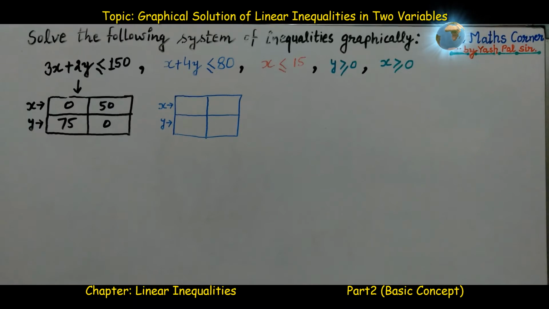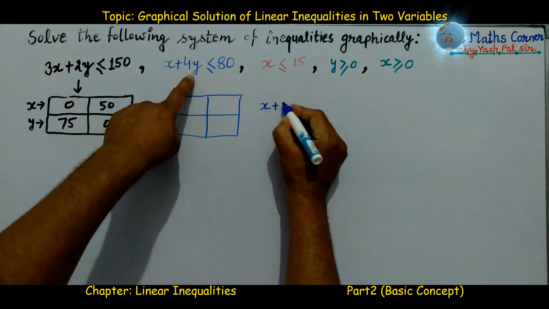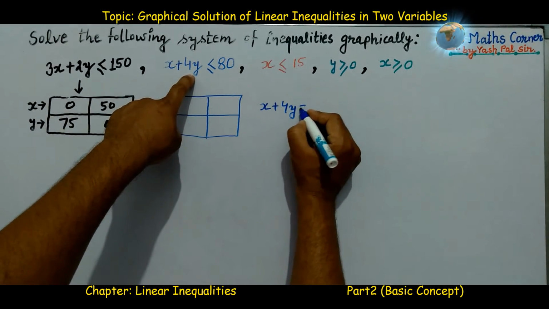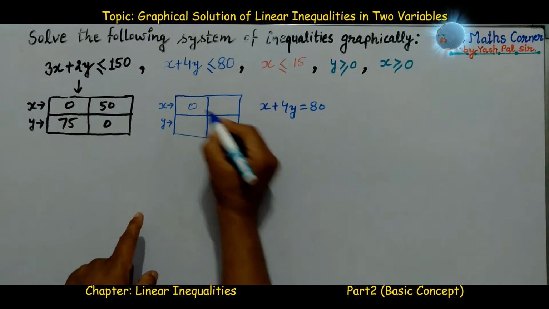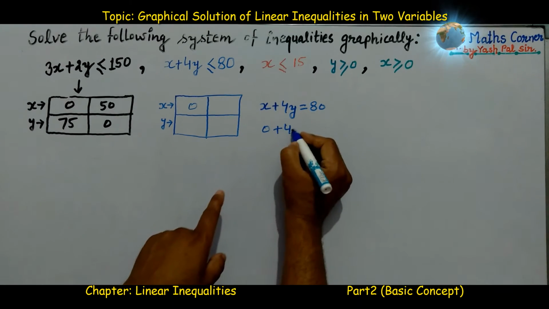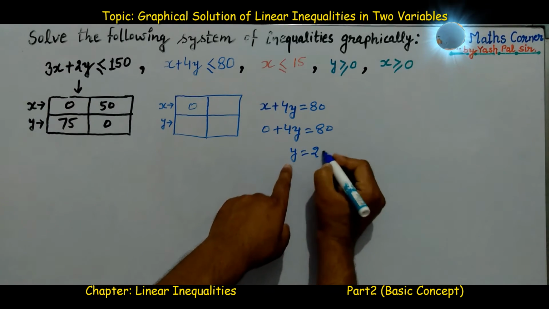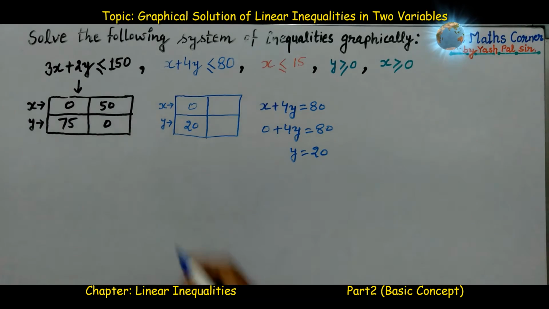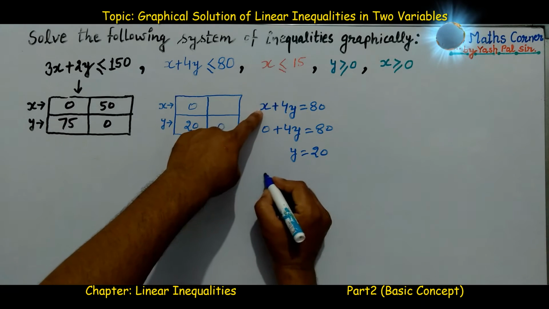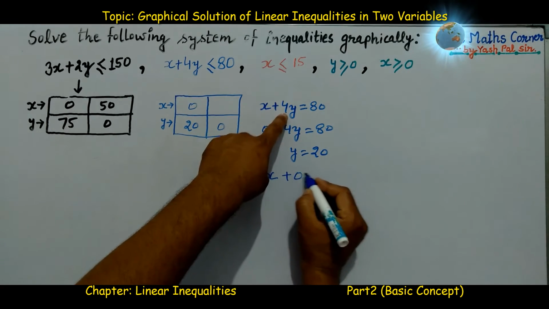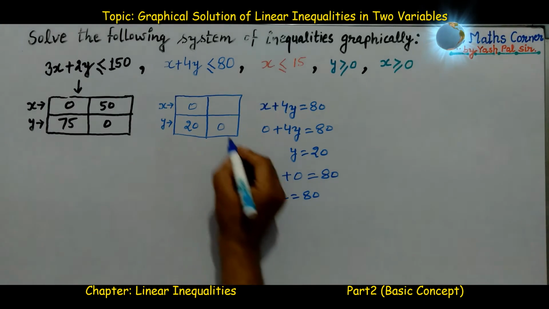Now taking the second inequality. First of all, we take this inequality in the form of equality, equal to 80. Then if we substitute x equal to 0, then 0 plus 4y is equal to 80. It means y is equal to 20. Now the second time we put y equal to 0 here, so it becomes x plus 0 is equal to 80. That is, the value of x is 80.